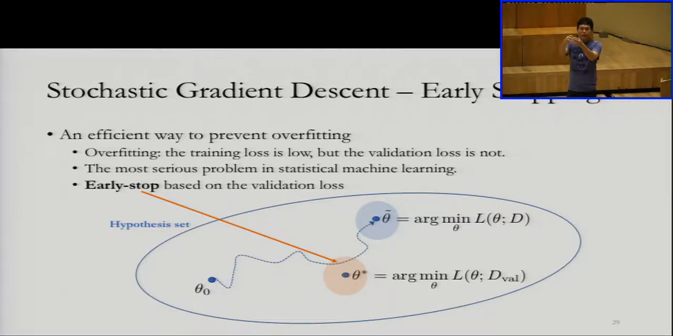And then you can think of that small subspace as a new hypothesis set. So you have infinitely many hypotheses on the path of the optimization, and then you are going to select one based on the validation loss. So you have to do early stopping.